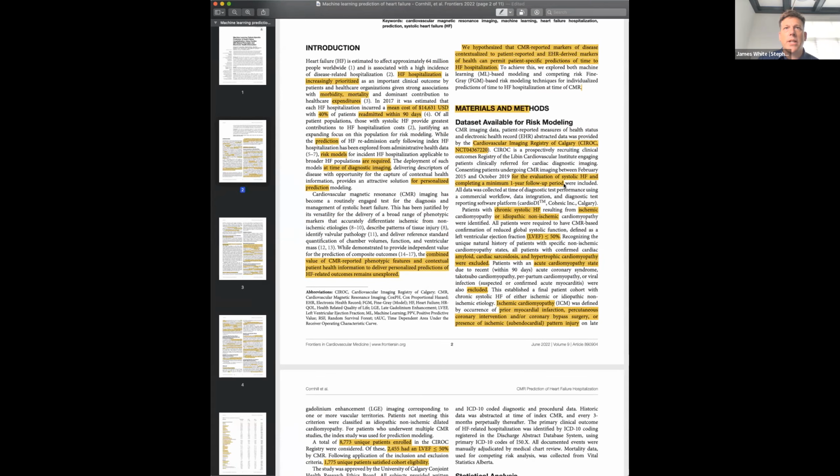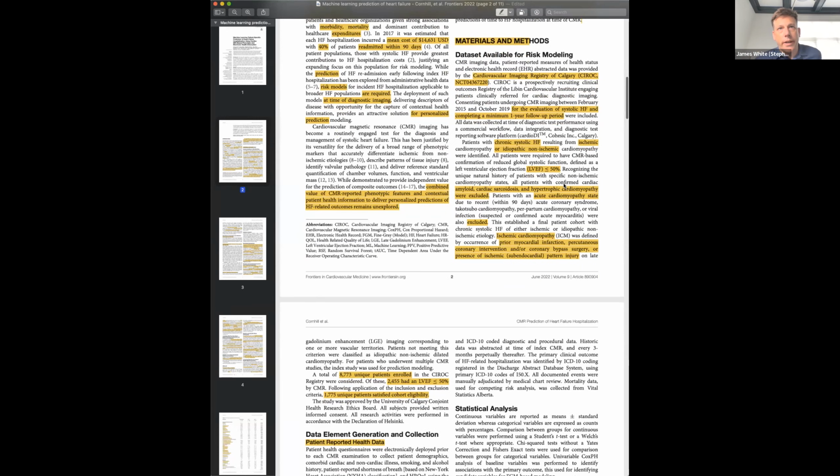And what's unique about this data set is that it's highly standardized. Every patient gives us a patient-reported health questionnaire at time of cardiac MRI that's digitally collected. And then we standardize all of the coding of CMR features and collect all of the quantitative data. And then we also collect all the electronic health information from across the province of Alberta. And it's all consolidated and curated by a team of students.